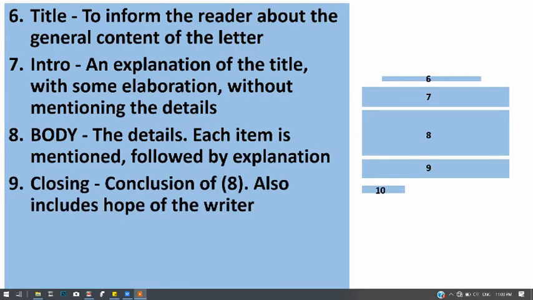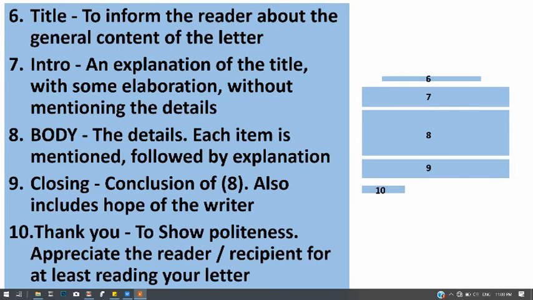Number 9, the closing paragraph. Conclusion of 8 also includes the hope of the writer. And finally, number 10, it's very simple, thank you. We write thank you there to show politeness or appreciate the reader or the recipient for at least reading your letter. So all these are in the blue zone, the middle zone.